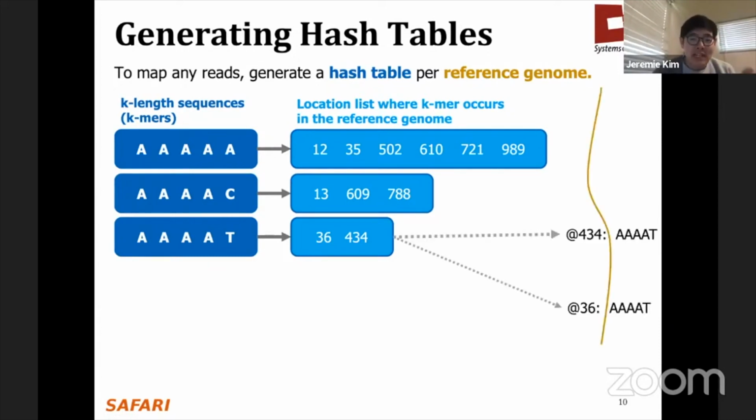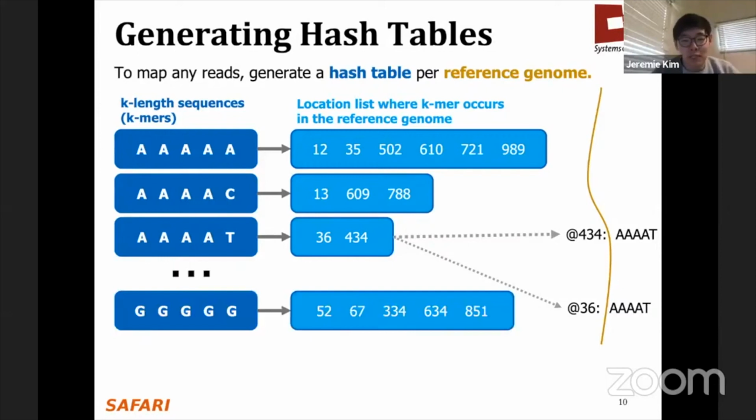So we can query this hash table to get the substrings from the reference and basically localize our approximate string matching to those regions rather than looking at the entire reference. And so this hash table based method makes things very fast.